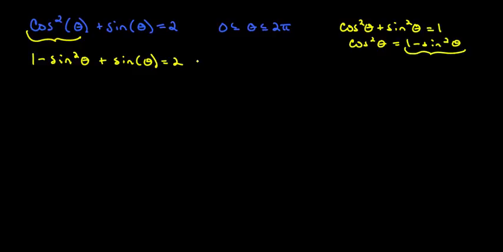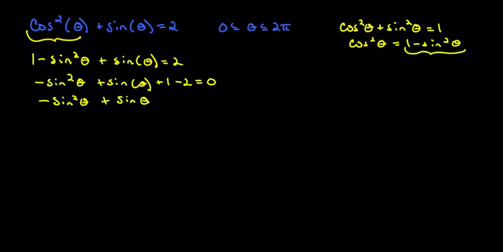Now what that's giving me is all sines. So that can be like my variable x when I do my factoring. And by eliminating that cosine, I can rearrange some terms here. We'll go negative sine theta squared plus sine theta plus 1 minus 2 is equal to 0. So that's negative sine squared theta plus sine theta minus 1 is equal to 0.